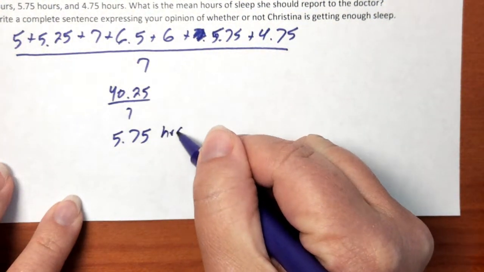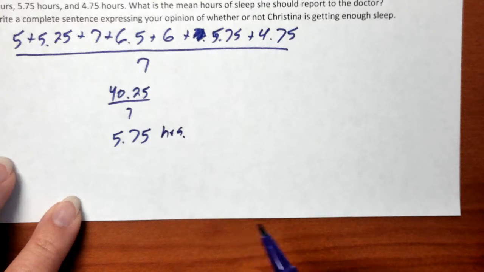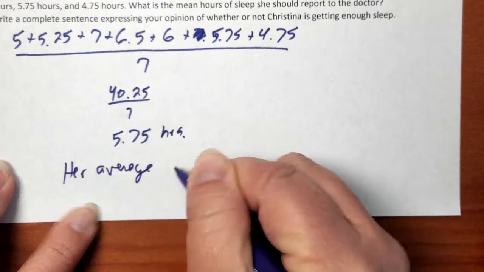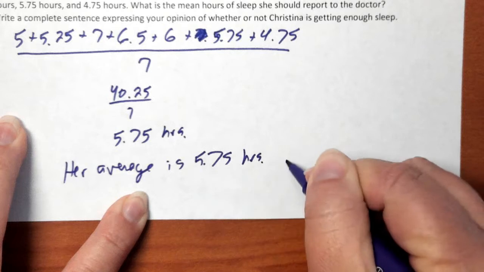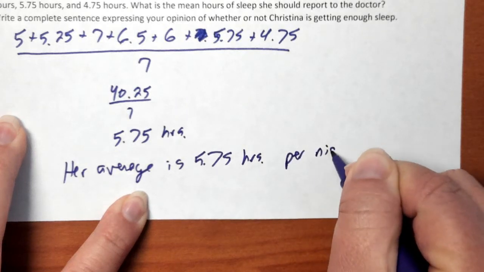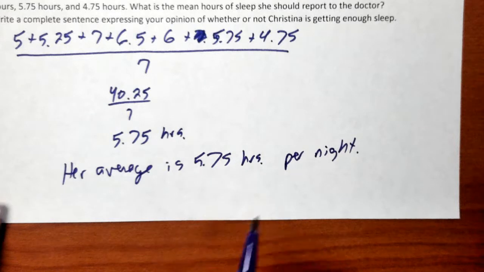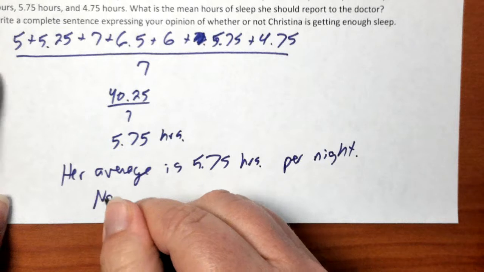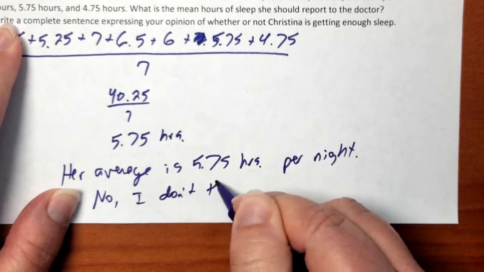So this means that her average is 5.75 hours of sleep per night. And it's kind of personal opinion. It said write your opinion of whether that's enough or not. Personally, I do not think it's enough. No, I don't think it's enough.